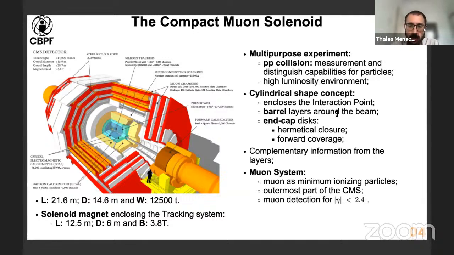Since the CMS is divided into different subdetectors, each one of these detectors provides information which is complementary to each other and is combined to perform a given analysis, for instance. Let's take a quick focus on the muon system, since we know that muons are characterized as minimally ionizing particles, and for that reason there is a dedicated detector for such particles, which is the muon system or the muon chambers, located in the outermost part of the CMS, providing muon detection for the range of pseudorapidity smaller than 2.4.